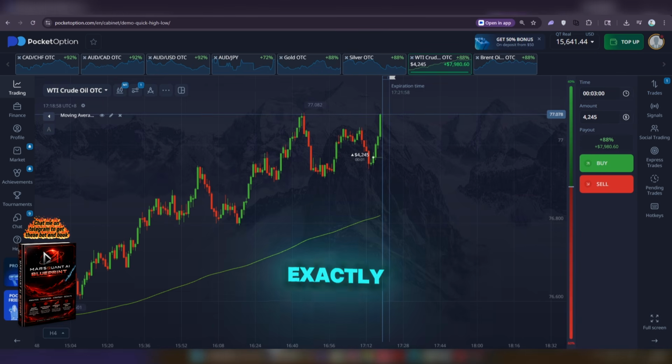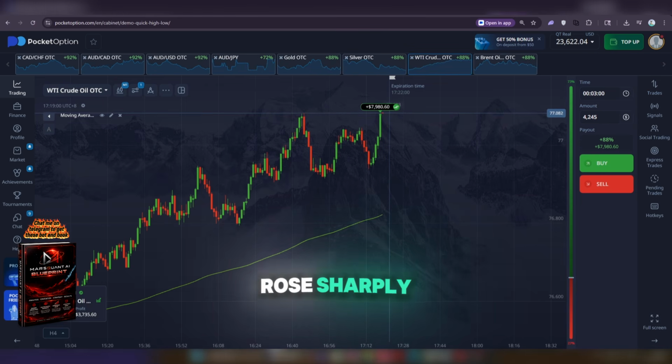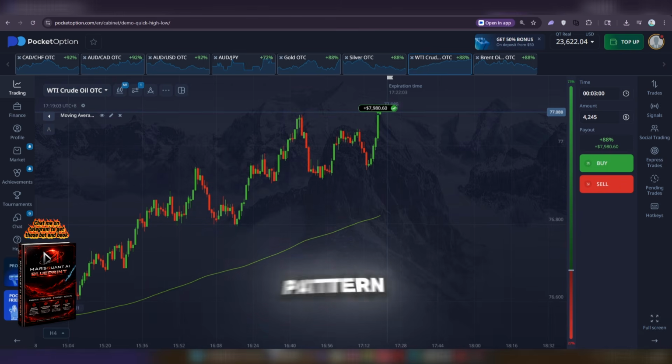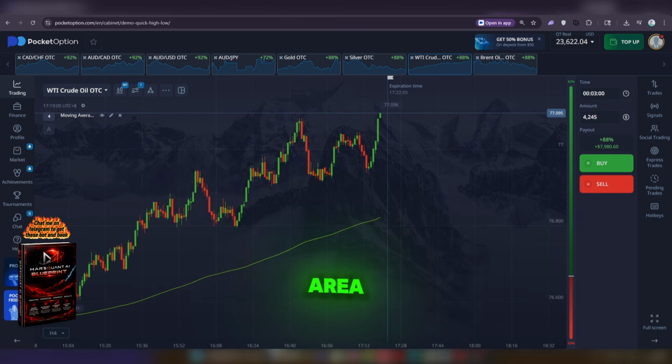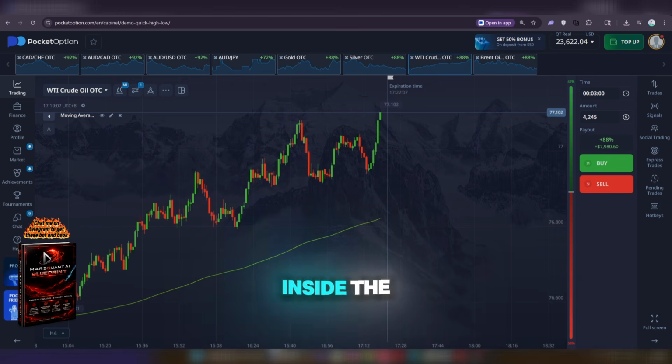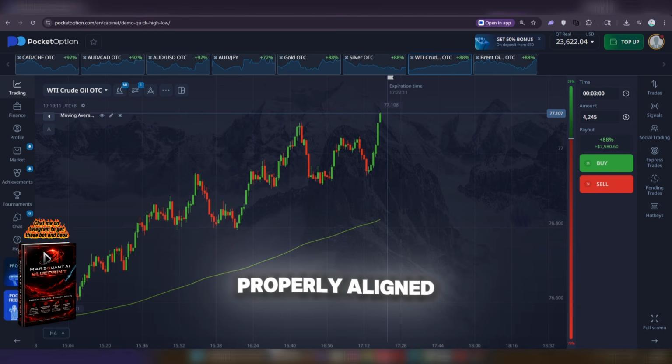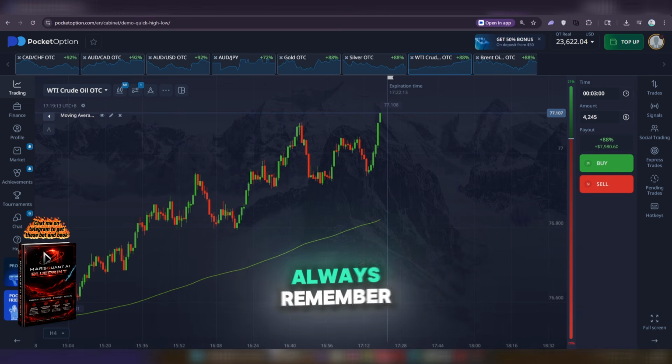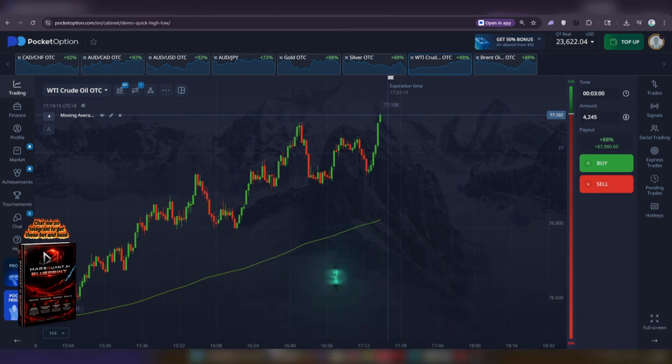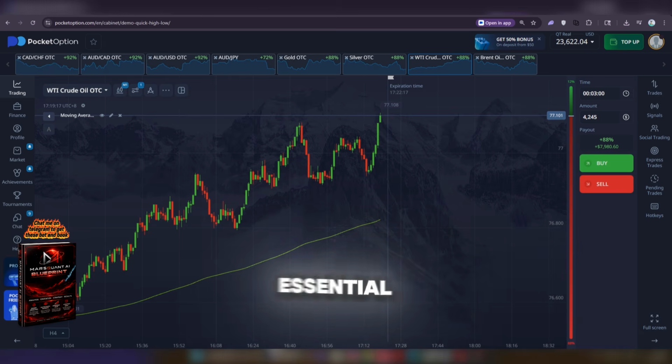Okay, the price moved exactly as we predicted. It rose sharply after the bullish Harami pattern was confirmed at the support area. This shows how useful the strategy inside the MarsQuant Blueprint can be when the setup and confirmation are properly aligned. However, always remember that no strategy guarantees profit, so proper risk management is still essential in real trading.